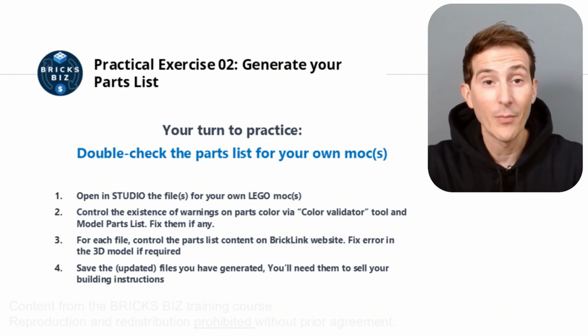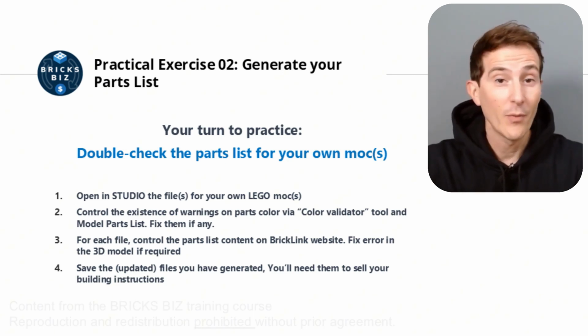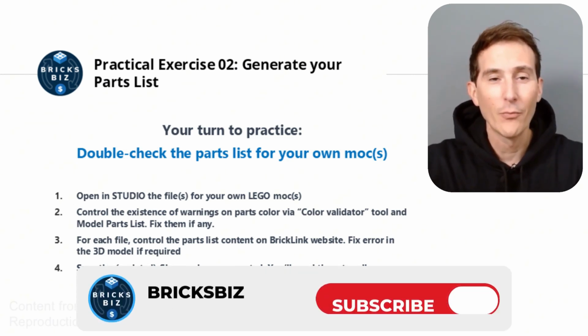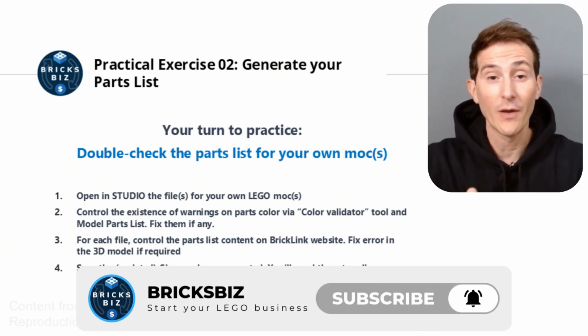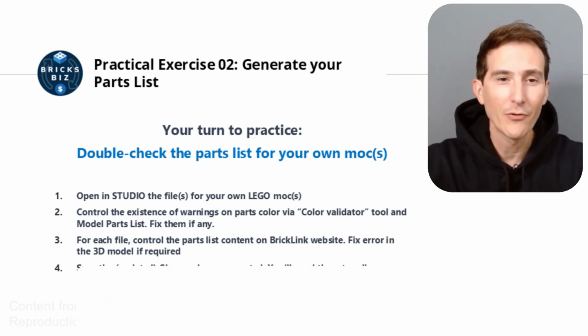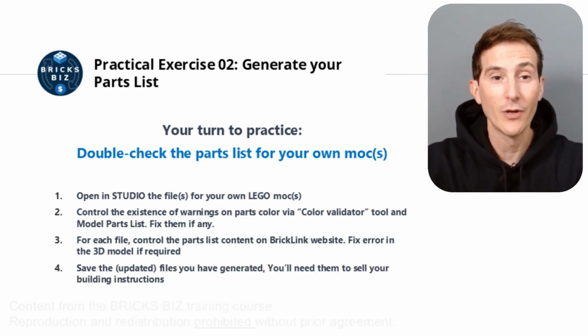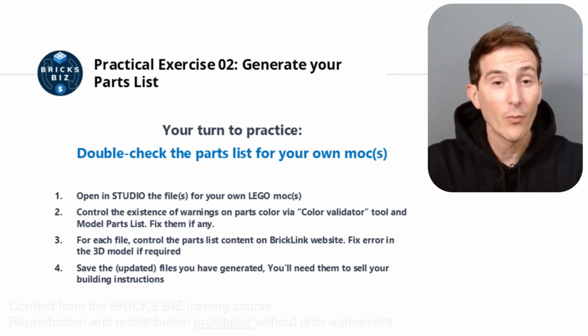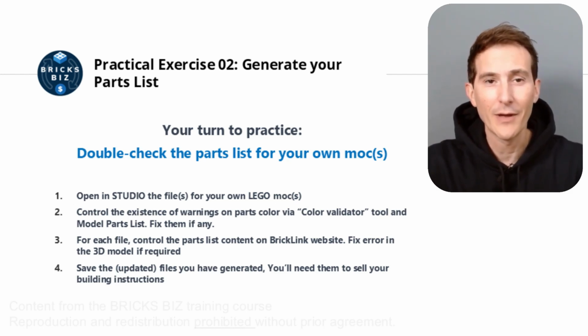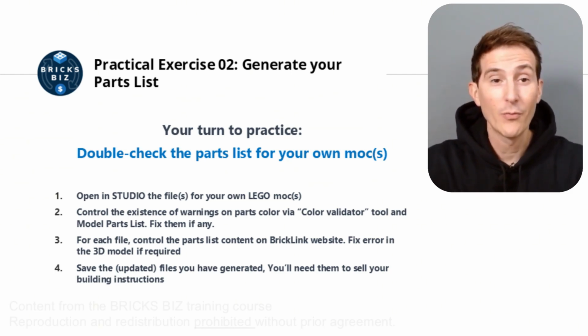Next, check the parts list for your MOC under the Model Info menu. Export your list to Bricklink and review the visual inventory to ensure no parts are missing images. If you find errors, return to the 3D model, correct them, and re-export the list. Once corrected, finalize the export process to obtain an updated XML file for your parts list. Take a moment to perform these checks in Bricklink, and I'll see you in a few minutes.